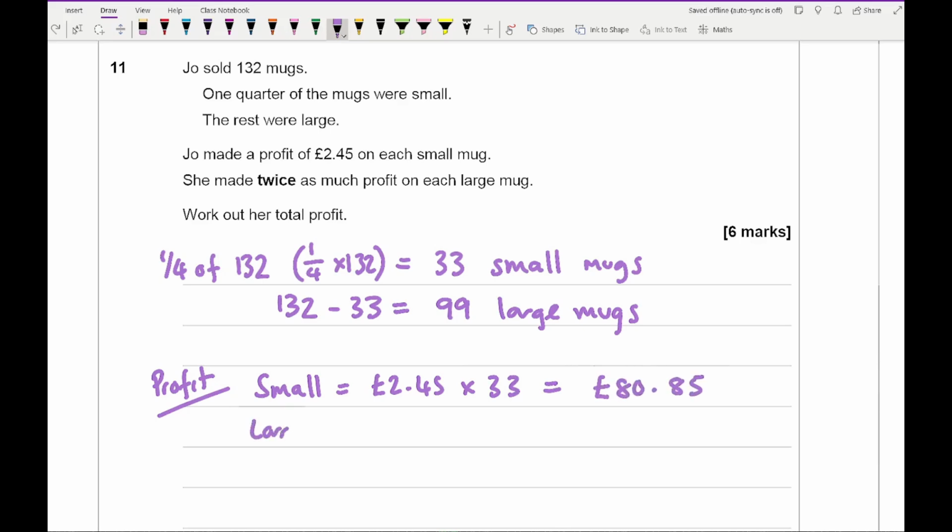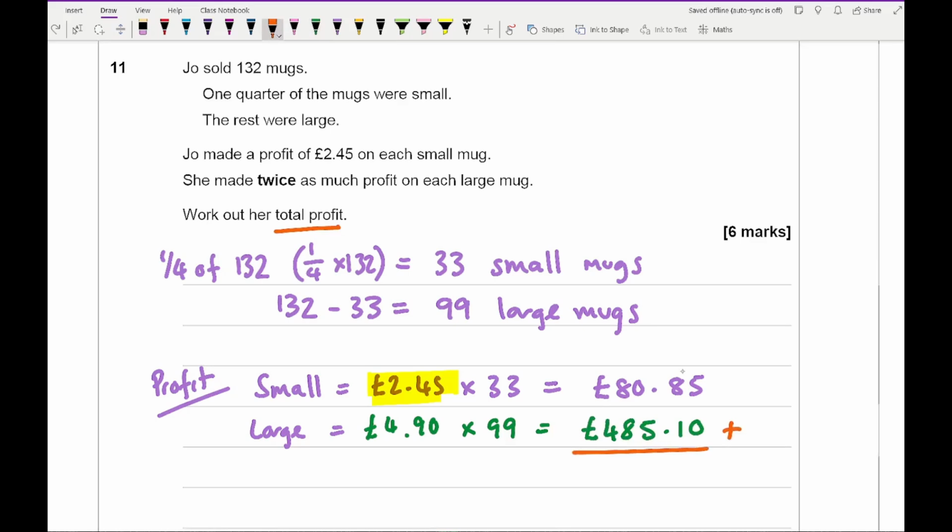Now from the large mugs, she makes twice as much as she did on the small mugs. So if she made £2.45 on a small mug, then she made £4.90 on a large mug, and we need to multiply that by the number of large mugs that she sold. So here we're making a total profit of £485 and 10 pence. Now the question is asking for the total profit, so all we need to do is add those two profit amounts up, in which we get an answer of £565 and 95 pence.